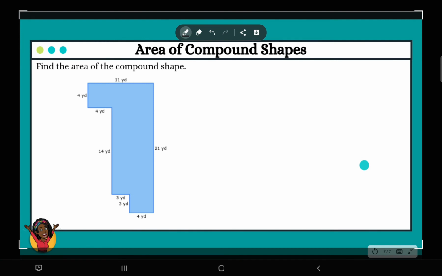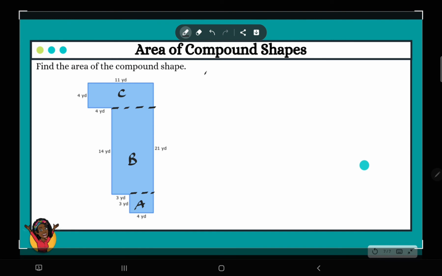This example, find the area of the compound shape. So as I'm looking through, all of my outside dimensions seem to be filled in. But unlike the first two examples we did, this example will need to be cut into 3 parts. So I'm going to go ahead and just split it here. And I'm going to split it again here. Now we'll call this A, B, and C.